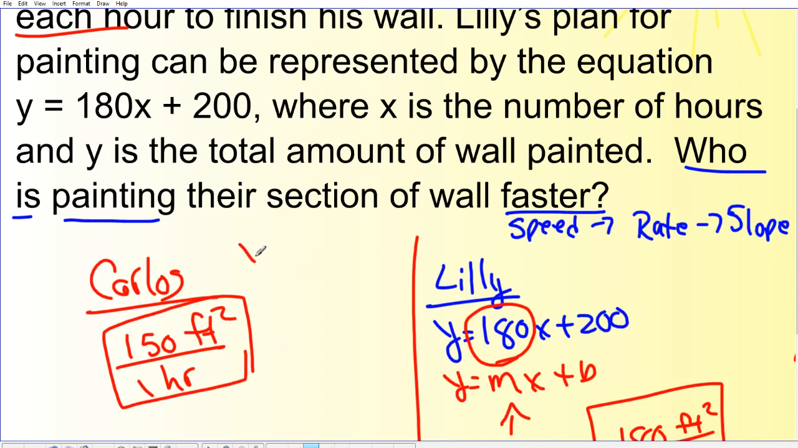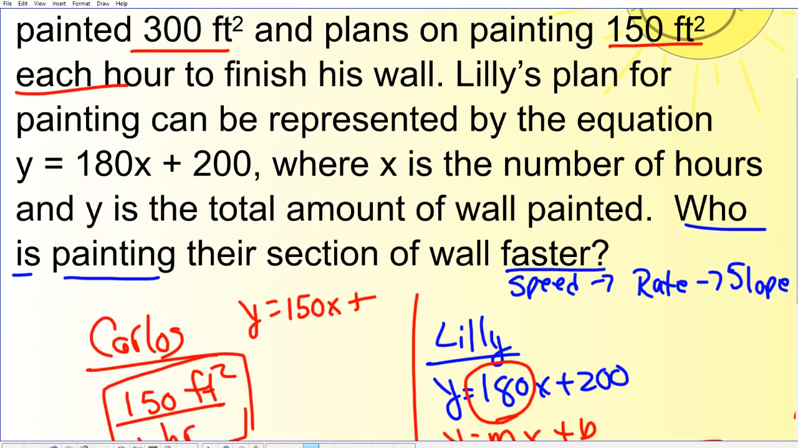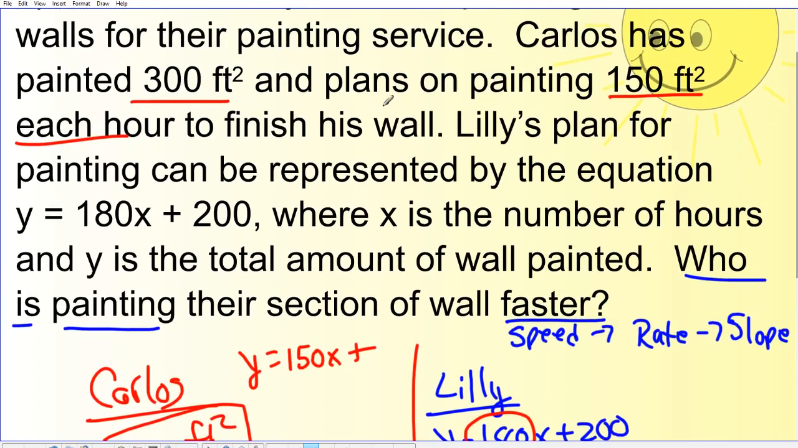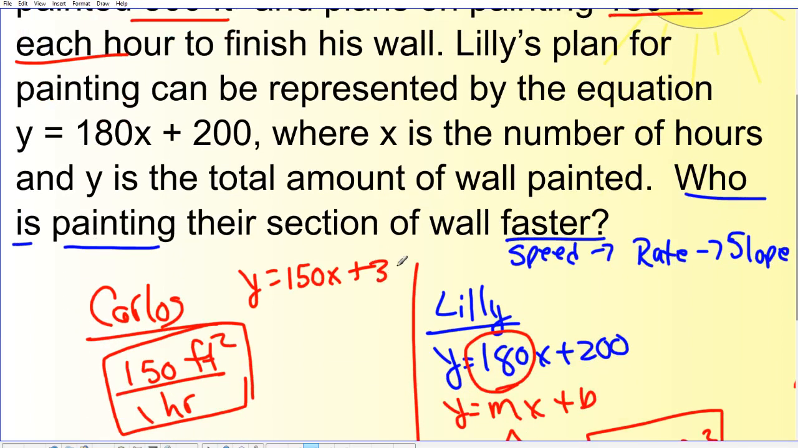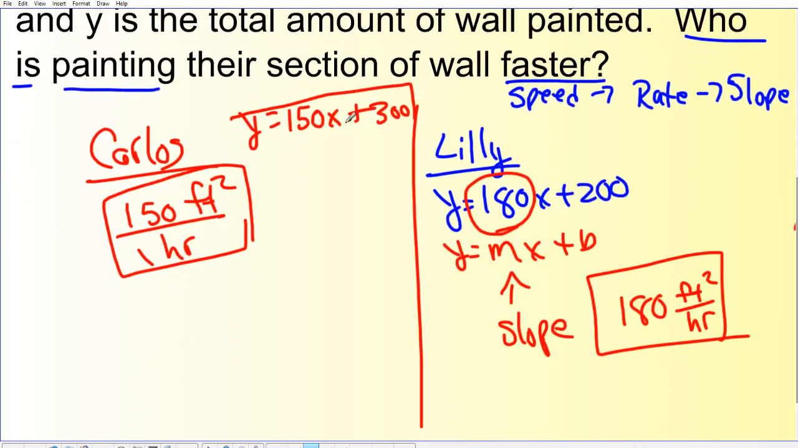Kind of beyond the question, but if I was going to write Carlos's information in an equation, it would look like this. That's his slope, and since he started with 300 feet already painted, that would be his initial value. So if we looked at his equation, her equation, his rate, her rate, who is painting faster? Very clearly, Lily is painting faster. Her rate is 180 feet squared per hour. His rate is 150 feet squared per hour. Lily is painting faster.